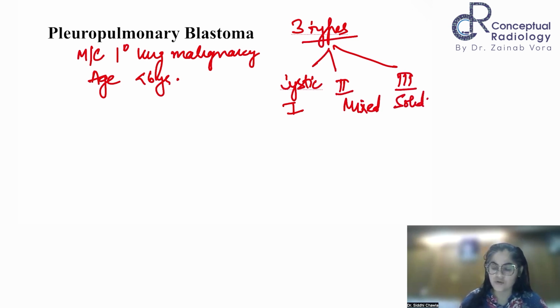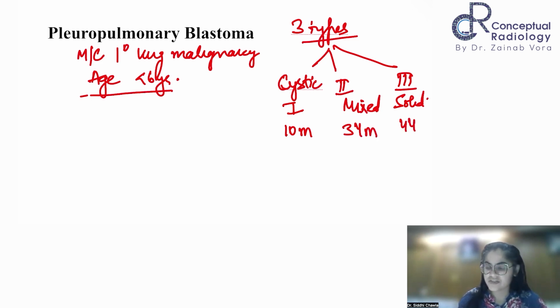So it has been seen that although the age is less than 6 years, the cystic variety is mostly seen at around 10 months of age. And the mean age of mixed pleuropulmonary blastoma is 34 months. And type 3 is approximately around 44 months. So you can see that the incidence of the solid type of pleuropulmonary blastoma is at a later age, whereas the cystic type tends to occur at a younger age.